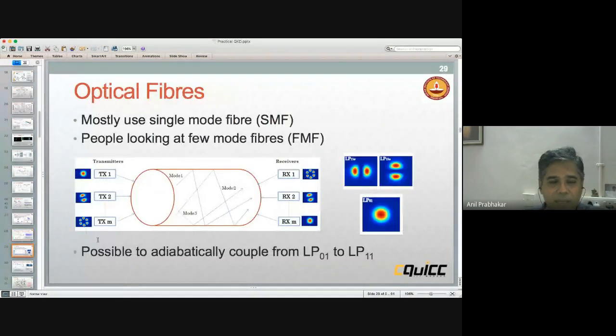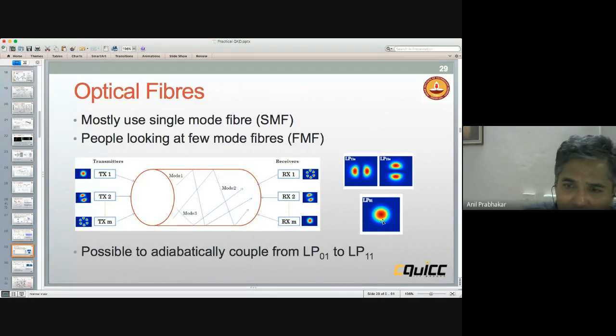Right? I'll give you another example of how we use the properties of light to do quantum optics. Here is what is called an optical fiber, and most people use single mode fibers. Becoming popular are something called few mode fibers. In a few mode fiber, in this particular example, there are 3 modes. Well, actually there are M modes, but the arrows are showing mode 1, mode 2, mode 3. Out here, what is important is this transmitted 1 and transmitted 2 and received 1 and received 2. We'll ignore the more complicated ones because we are going to look at only these 3 modes.